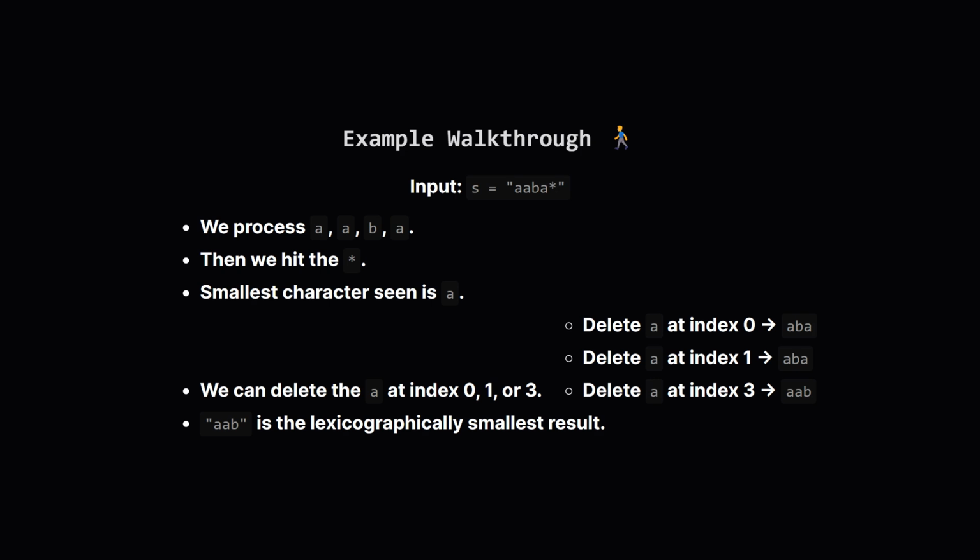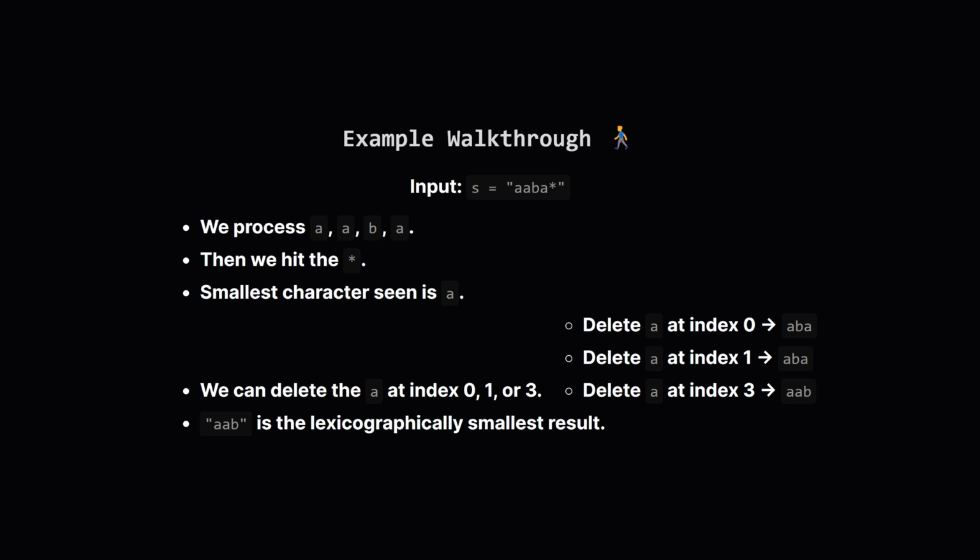Let's walk through the example A star. We see the A, then another A, then B, then a third A. Finally, we hit the star. Now we have to act. The smallest character we've seen is A. We have three of them to choose from. Which one should we delete to get the best result? Well, let's think about it. If we delete the A from the very beginning, the remaining letters form A, B. But if we delete the A that's right next to the star, the remaining letters form A, B. If you look these up in a dictionary, A, B comes before A, B. So A, B is a better, smaller result.